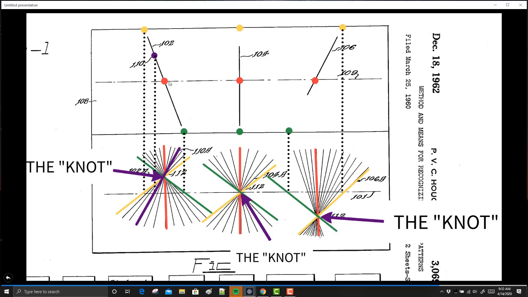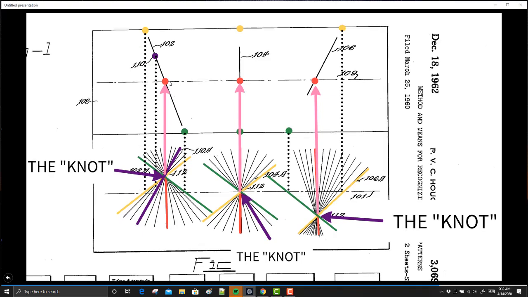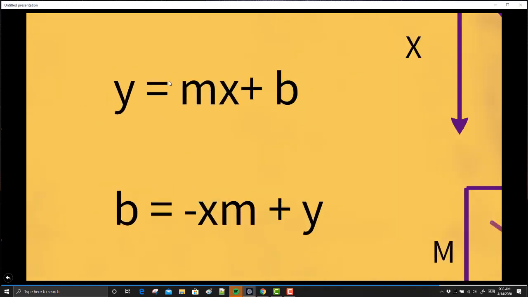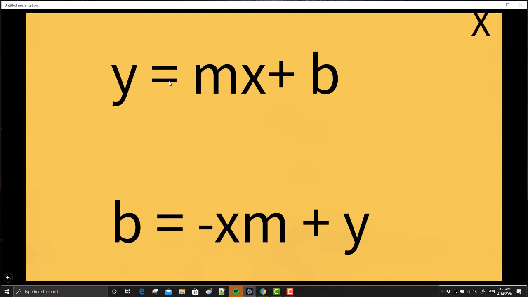Okay, now if that seems a little bit difficult to understand, let's look at it using something that we're much more familiar with. Oh, there you go. I did draw the pink lines showing the knots match the locations of those points. But let's look at it in something we're more familiar with, and that is the equation of a line. Now we all know that the equation of a line is y equals mx plus b, with m being the slope, b being the intercept, and x and y being the coordinates of points that fall on that line. And we can solve this equation for b equals negative xm plus y.